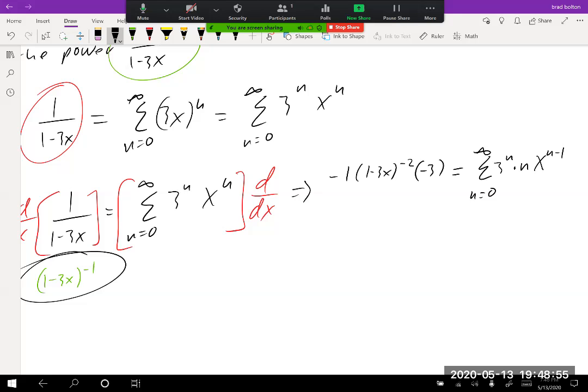Everybody okay with this? So that means then that, if we clean this up, that's going to become 3 over (1 minus 3x) squared. I'm going to write that in the denominator. And that's going to be equivalent to this series, n equals 0 to infinity of 3 to the n n x to the n minus 1.